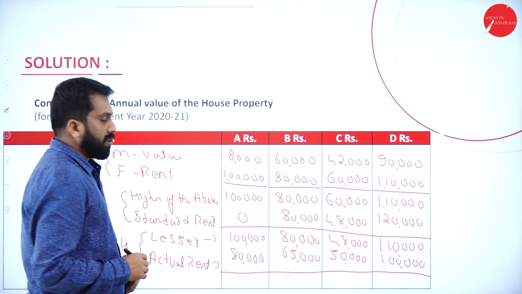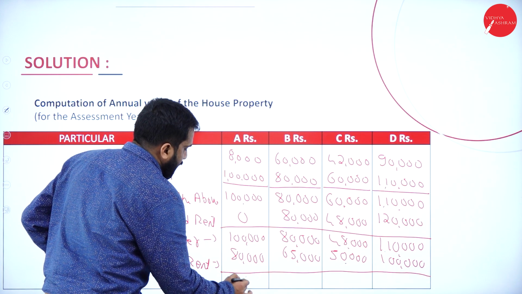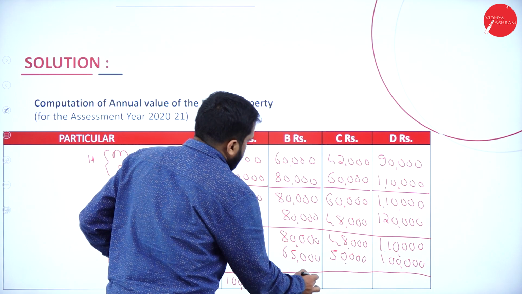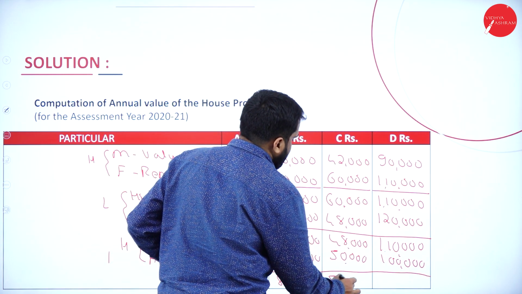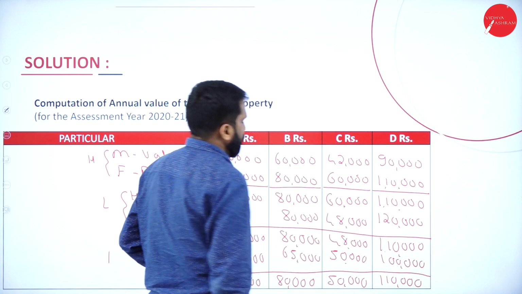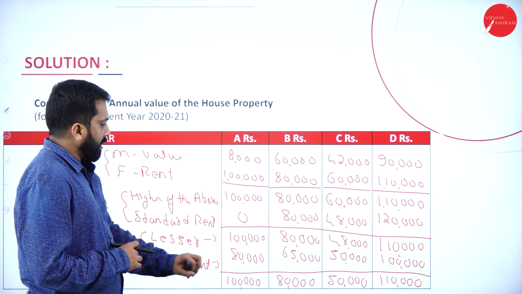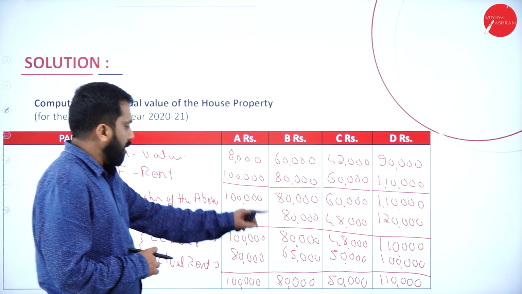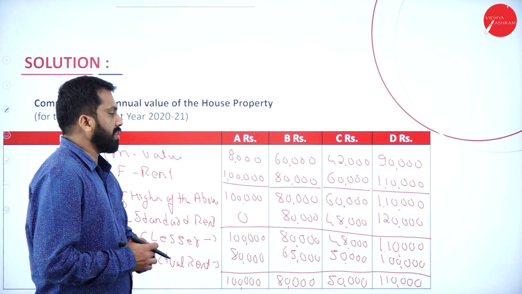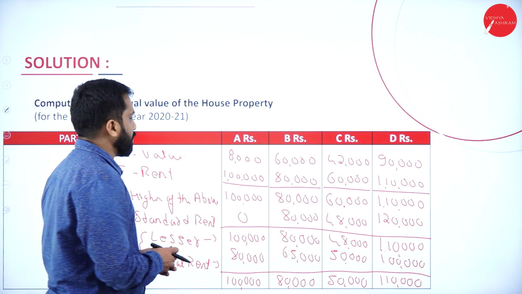Now, in this, which one do we take? Whichever is higher. Which is higher in this? 1 lakh is higher. In this, we have 80,000 higher. In this, we have 50,000 higher. In this, we have 1,10,000 higher. Hope you understood. These are the calculations we got. Out of this 1 lakh, out of this 80,000, out of this 50,000, and out of this 1,10,000 we got the higher value.